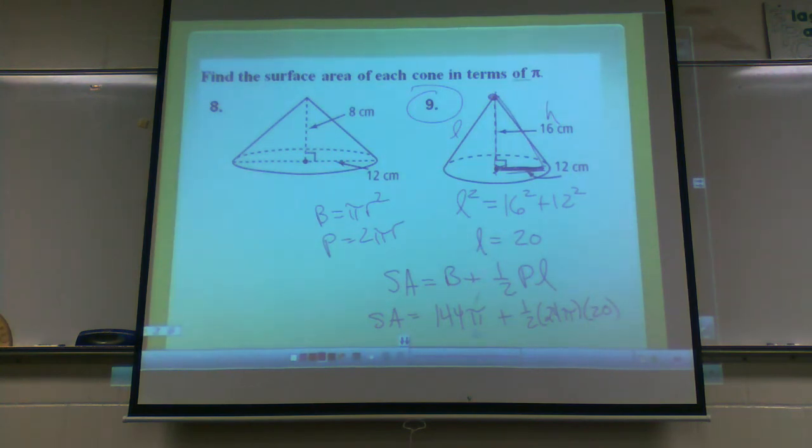So 144 pi and change. 1/2 times 24 times 20, 240, correct? That's 20, 10, 10 times 24, 240. So my surface area here is going to be 144 pi plus 240 pi. Which if I add those up, they give you how many? Oh, you keep it in pi form.